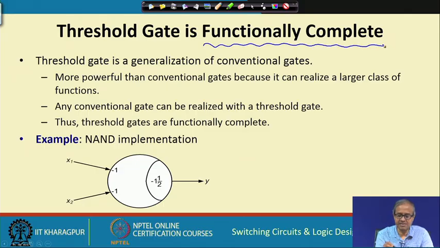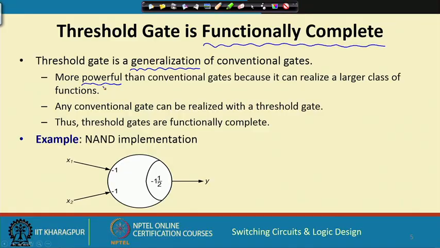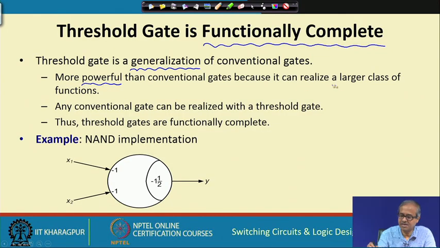The first thing is that, as we have already seen through the example that we showed just now, a threshold gate is some kind of a generalization of conventional gates. They are more powerful because we can implement functions which otherwise would require several conventional gates. We can implement the same function using a single threshold element or a single threshold gate. In that way, a threshold gate is more powerful because it can realize a larger class of functions.